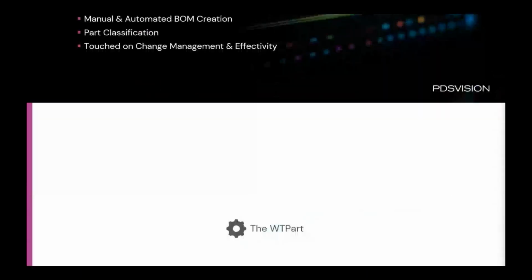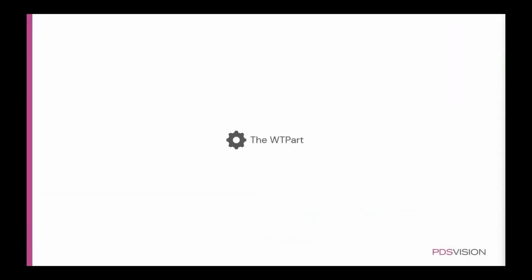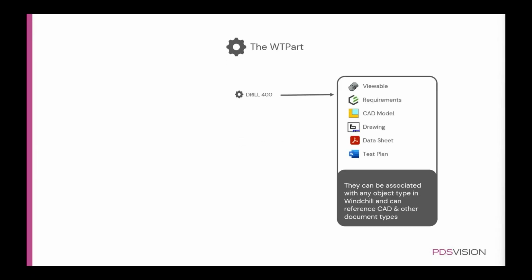So I just wanted to talk about the WT part again, just to inform you all and refresh you all, and for those of you that may be joining for the first time, just to give you an idea, because again, it is the backbone of it all. So the WT part, it's an object within Windchill, and it's basically like a reference card, and it holds all the information that describes that component. And the WT part represents maybe the manufactured item that your business produces. So underneath that, we have our component, our drill 400, and then that WT part references everything that describes it.